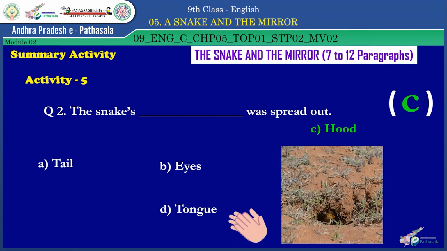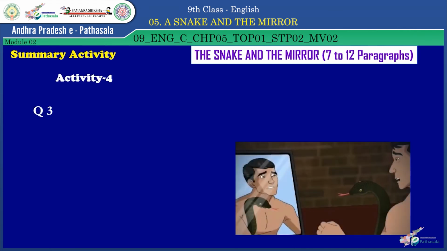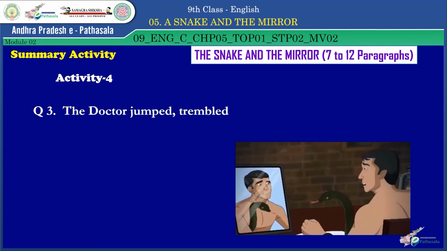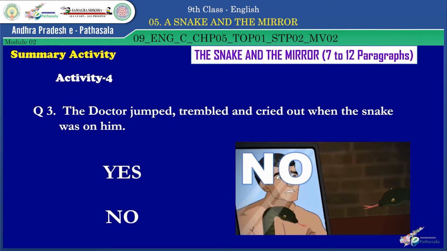Very well done. Congratulations. The third question here is a yes or no question. The doctor jumped, trembled, and cried out when the snake was on him. Is it right, my dear students? If it is correct, we say yes. If it is wrong, we say no. Did the doctor jump, tremble, or cry out? No, my dear students, because if he had jumped or even moved, he would have been caught by the snake. So here, he did not jump. So this statement is wrong. Answer is no. Okay?